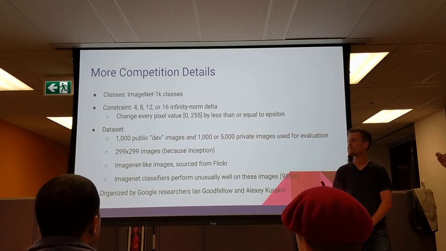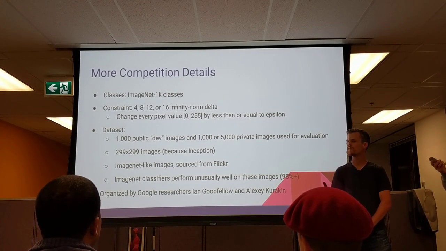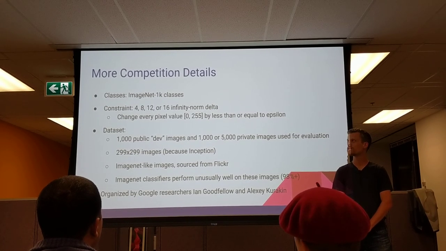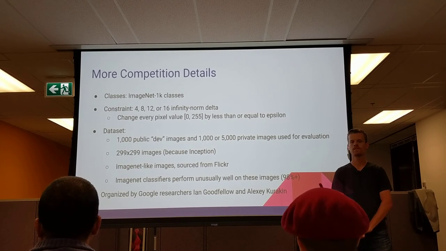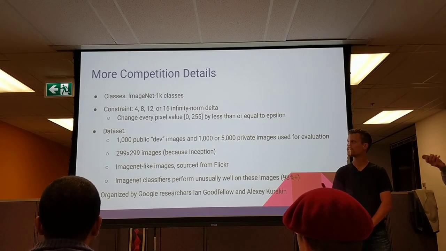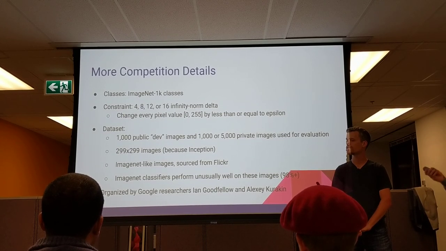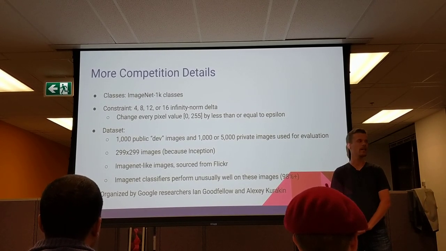When they're running the competition, there's basically four bins of epsilons for where they clamp your perturbations. And then they have data sets for the competition that are outside of the actual ImageNet data sets. They were pulled from other sources. I think they all came from Flickr.